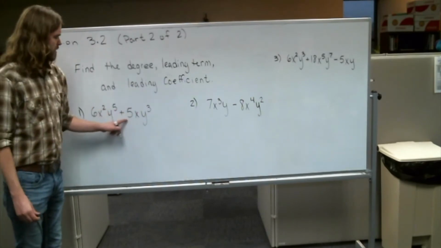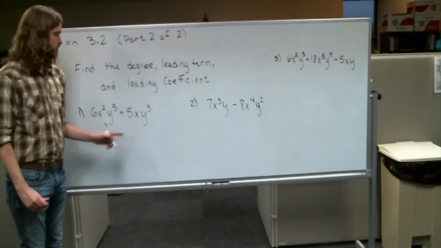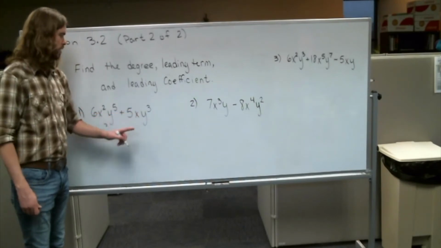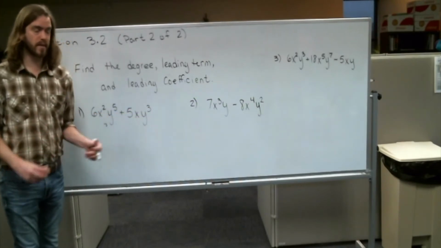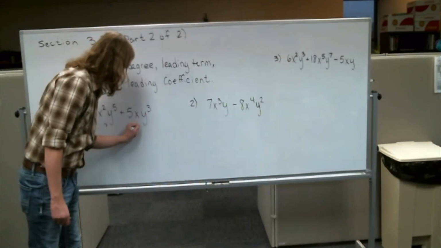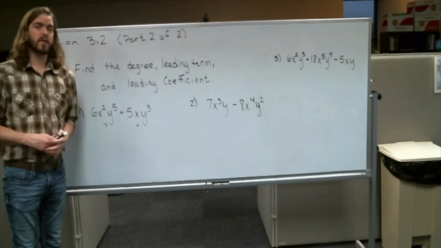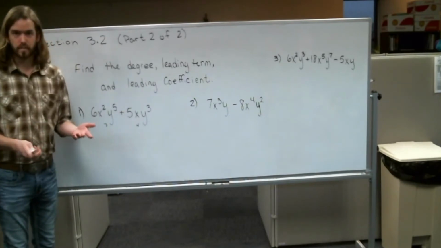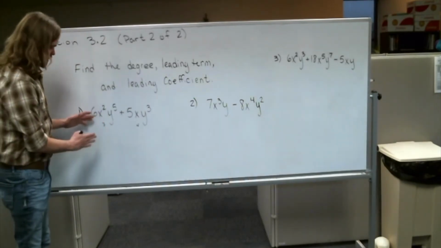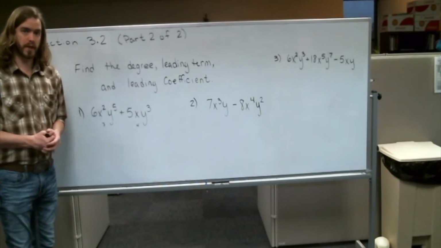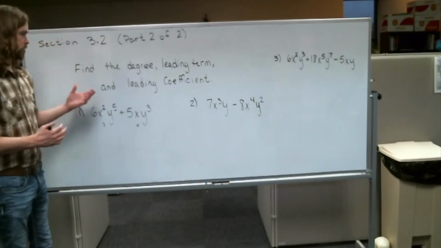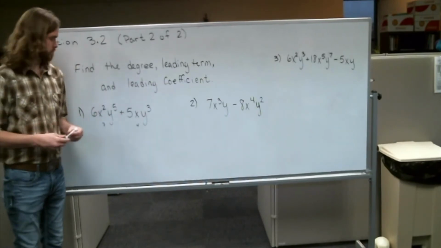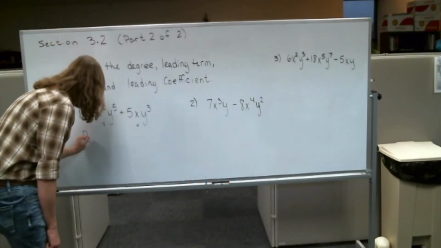For the next one we have 5x y to the third. So this x does have a degree of 1. So when we add 1 and 3, that gives this term a degree of 4. To figure out the degree of the polynomial, we're going to take the largest of the degrees of the terms. So since 7 is the larger of the two degrees of the terms, the degree of our polynomial is going to be 7. Alright, so the degree is 7.